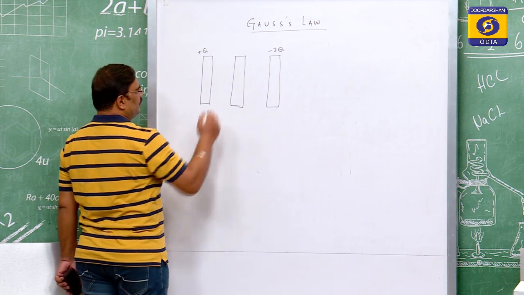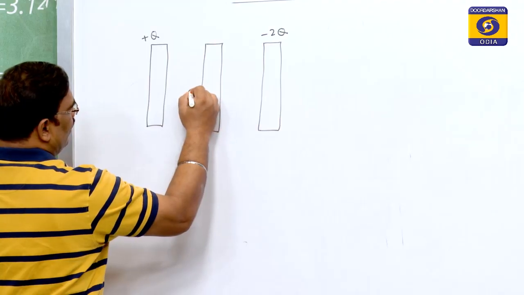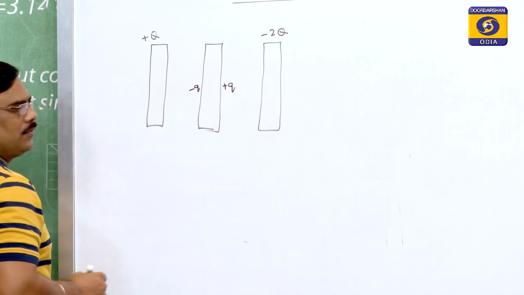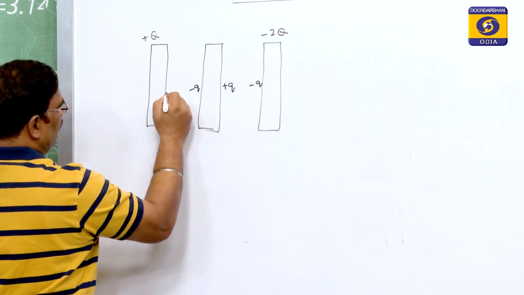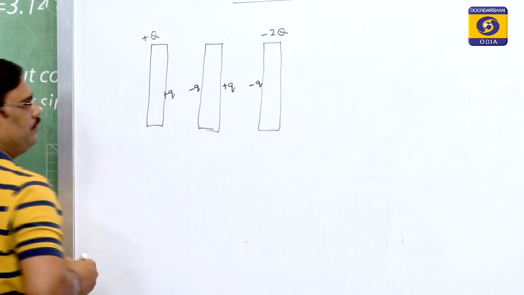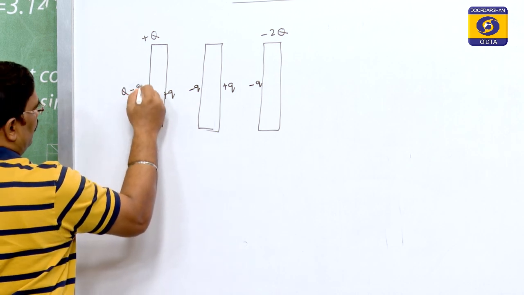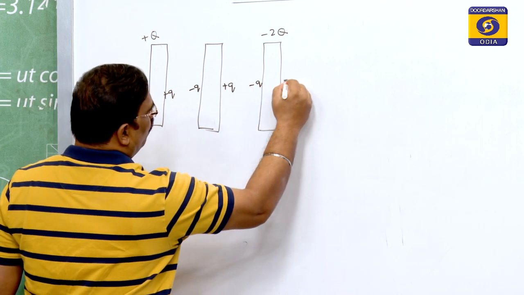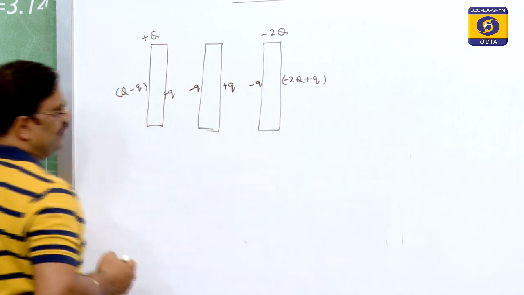Let the charge on the middle plate be, suppose, on this side minus q, on this side plus q. So, this is minus q and this is plus q, and this will be Q minus q on this side and this will be minus 2Q plus q on this side.